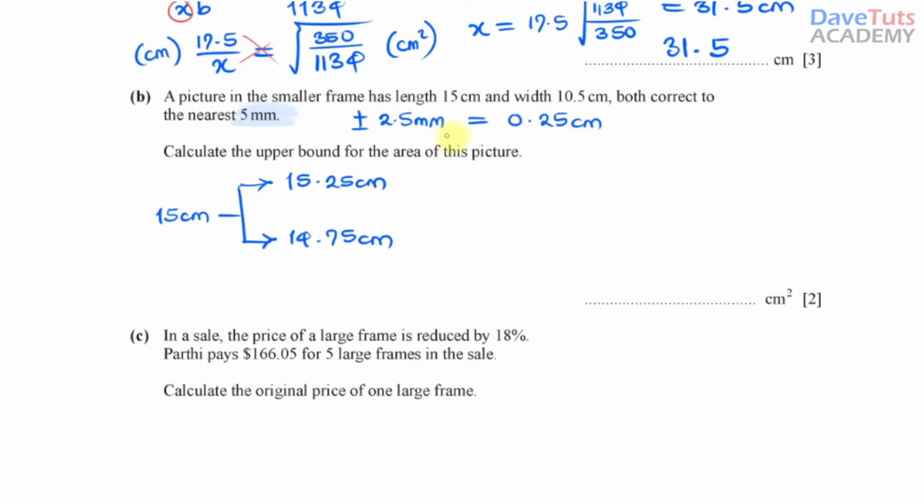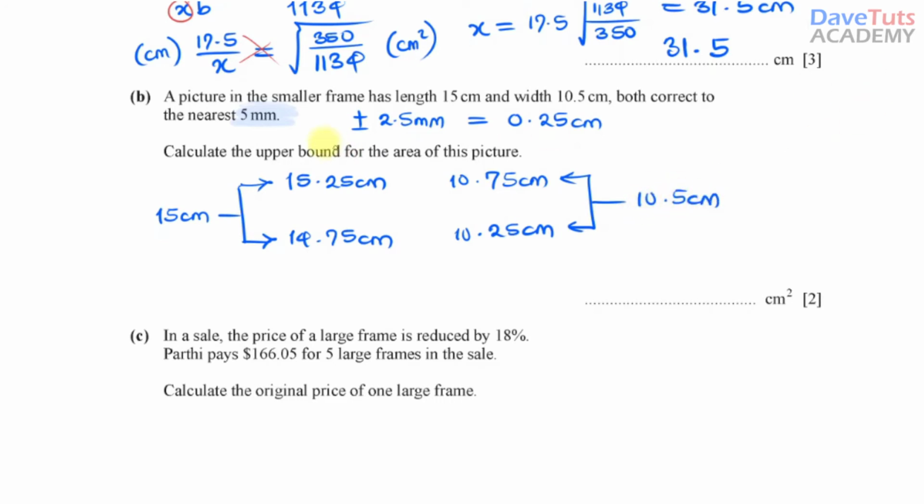And in the same vein, for the width, which is 10.5 centimeters, the upper limit will be 10.5 plus 0.25, which is 10.75 centimeters. And the lower limit will be 10.5 minus 0.25, which is 10.25 centimeters. So these are the upper and the lower limits for the width, which is 10.5 centimeters.